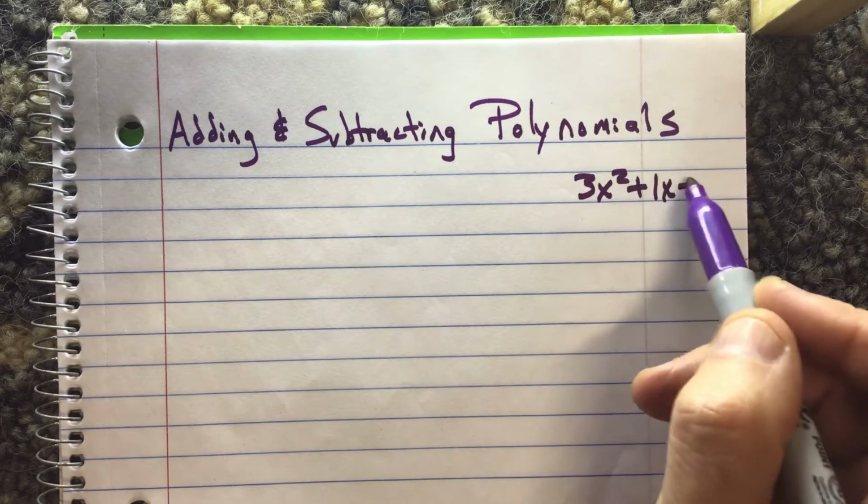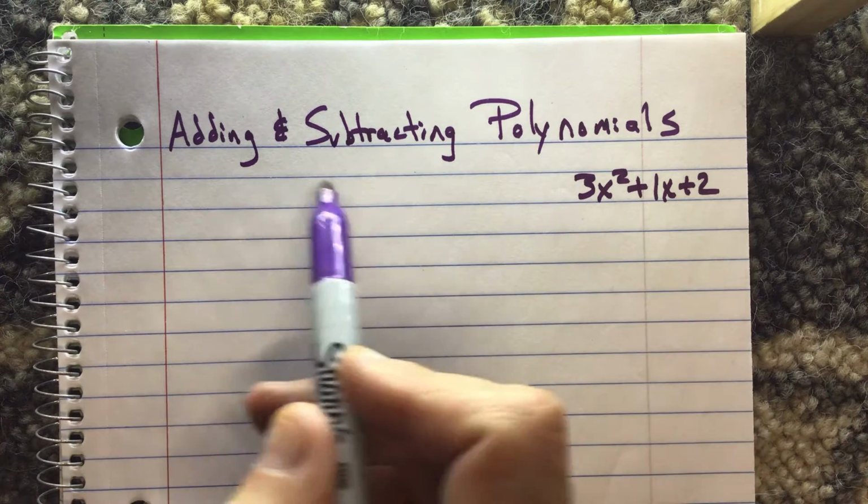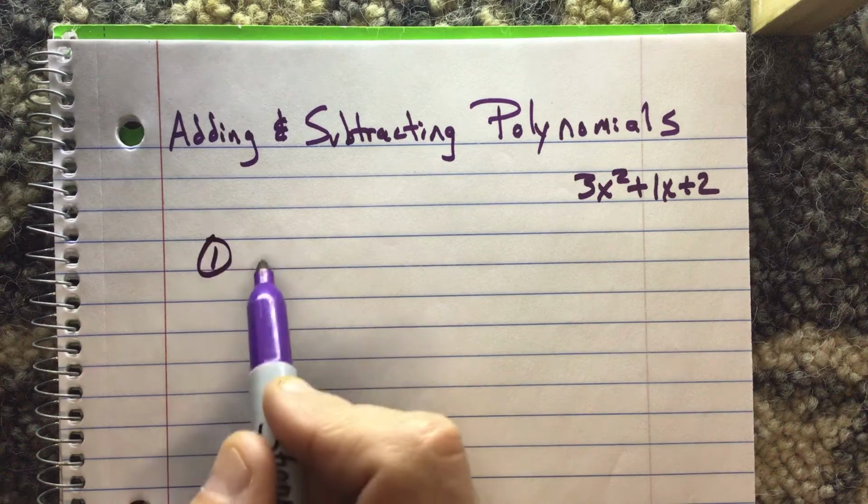You could say like this. That's a trinomial. But poly just means many. So we're adding and subtracting polynomials. I'm just going to do a few examples here.